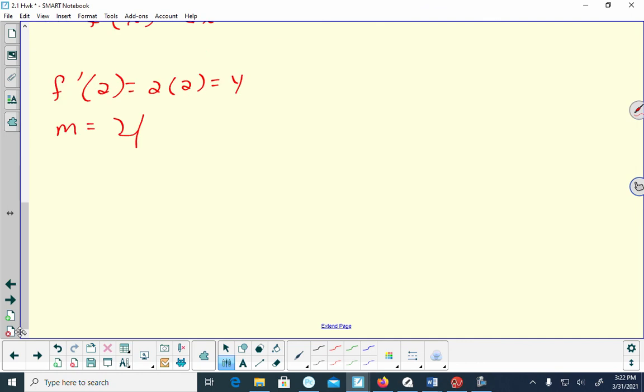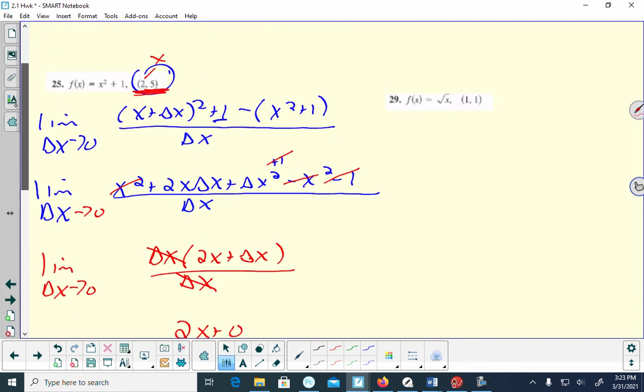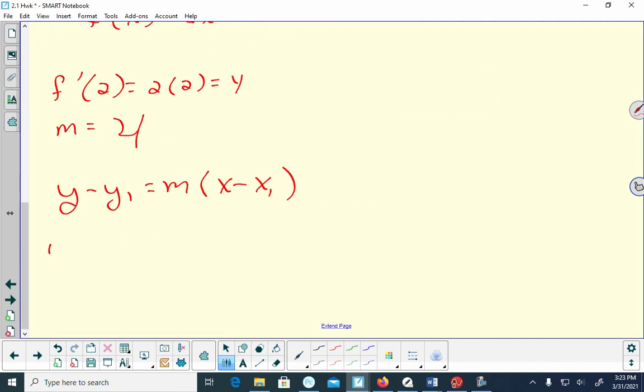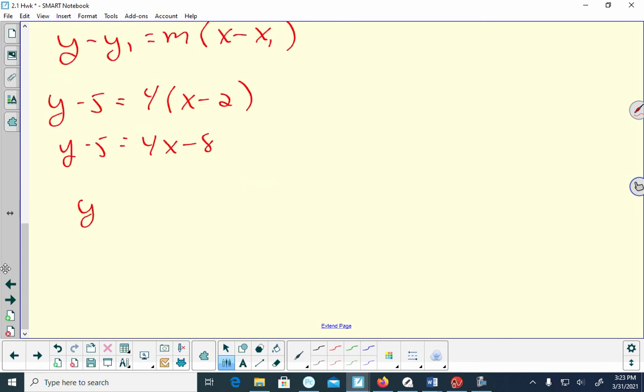That's algebra 1. So I'm going to do point slope, which is y minus y1 is equal to m times x minus x1. That's how I'm going to start every single time. I don't do slope intercept. So my point was 2, 5. So I'm going to do y minus 5 is equal to 4 times x minus 2. So I'm going to have y minus 5 is equal to 4x minus 8. And so my tangent line is going to be y equals 4x minus 3.